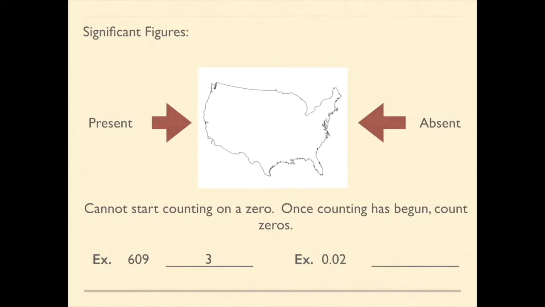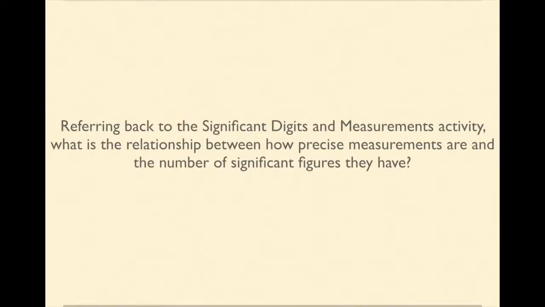For the next example, 0.02, because there is a decimal place, I'm going to be counting from left to right. So I look at that first 0, and I know that I cannot start counting on a 0, so I'm not going to count that 0. I'm not going to count the 0 in the tenths place, but I can count that 2, and so I have 1 significant figure.